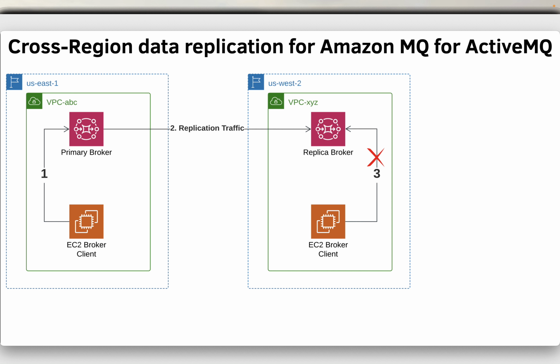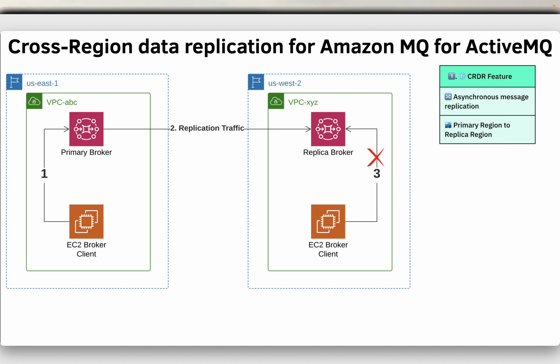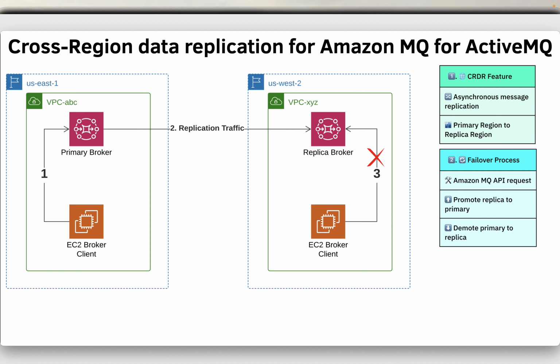And this is the cross-region data replication for Amazon MQ for ActiveMQ. Amazon MQ for ActiveMQ offers a cross-region data replication feature that enables asynchronous message replication from a primary broker in one AWS region to a replica broker in another region. The failover process is managed through the Amazon MQ API. By issuing a failover request, the current replica broker can be promoted to the primary role, while the current primary broker is demoted to the replica role.